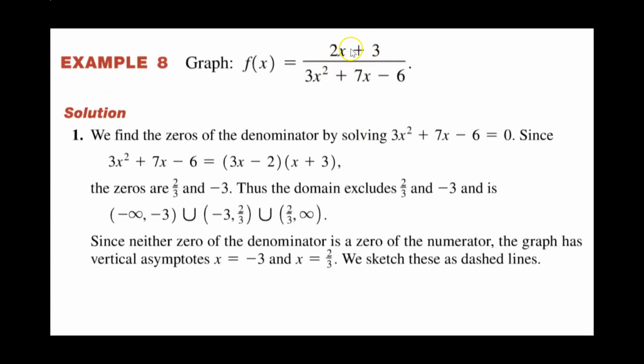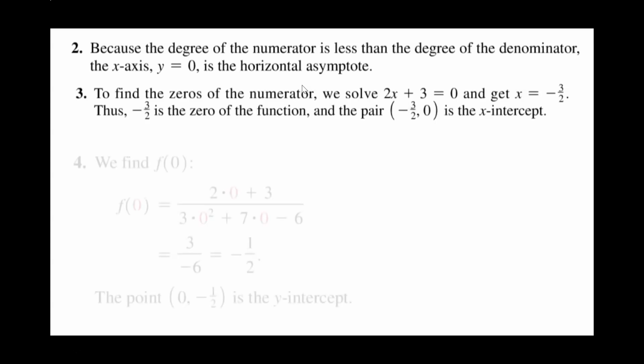So if this top part is 0, it doesn't matter what's on the bottom. 0 divided by anything, the whole thing is 0, which creates our x-intercept. So we actually set the top one equal to 0 and solve. We get negative 3 over 2 comma 0 as our x-intercept. So for finding the x-intercept again, set the numerator equal to 0.